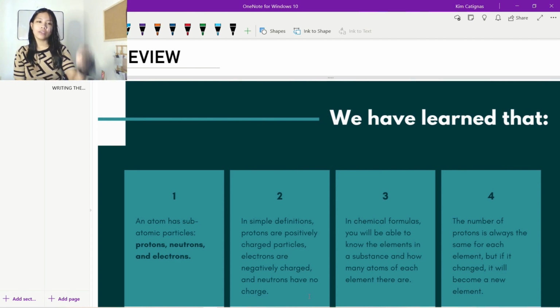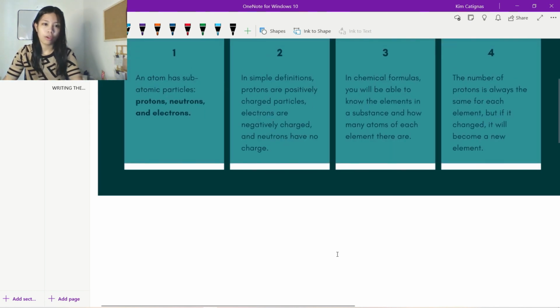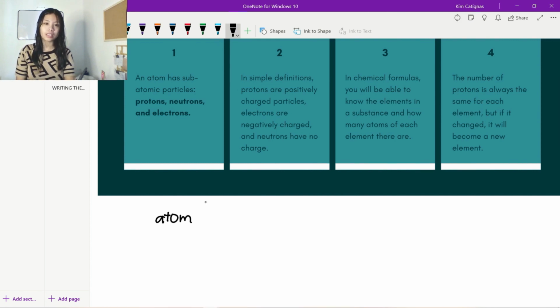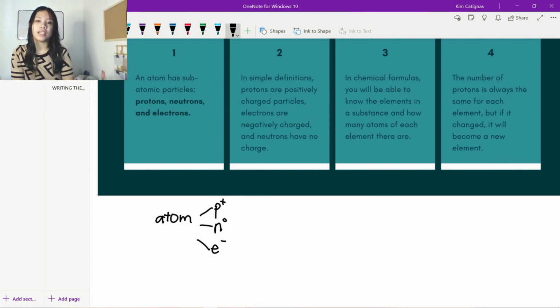Okay, so, for a review, we have learned that, una, an atom has subatomic particles. Okay? So, ang atom pala, sabi kasi ni John Dalton before, ang atom daw ay indivisible. But napatunayan na ang atom pala, meron siyang subatomic particles which are called protons na positively charged, yung neutrons na walang charge, and also electrons na negatively charged. Another thing is, in chemical formulas, you will be able to know the elements in a substance and how many atoms of each element there are.